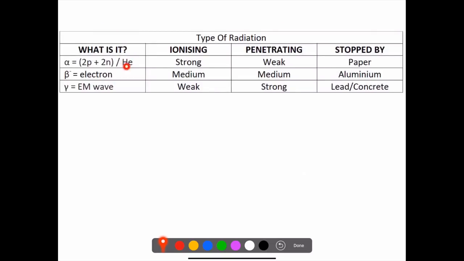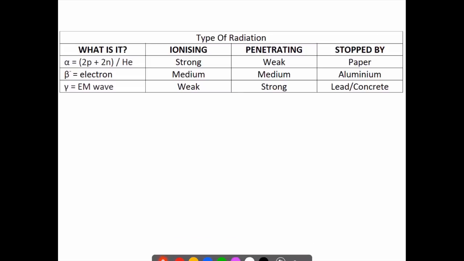The reason I wrote helium here is because a helium nucleus has the same number of subatomic particles. A helium nucleus also has 2 protons and 2 neutrons. So you could say a helium nucleus and an alpha particle are the same thing. In terms of ionizing, alpha particle is the strongest. In terms of penetration, alpha particle is the weakest, and it can be stopped by a piece of paper. Make sure you memorize this table for all 3 of them.